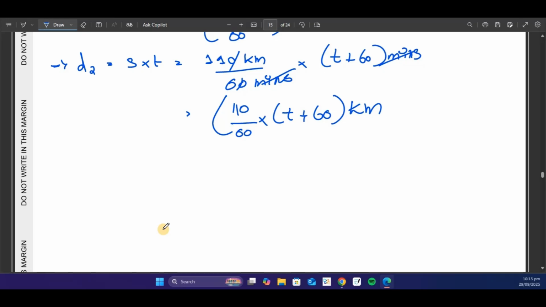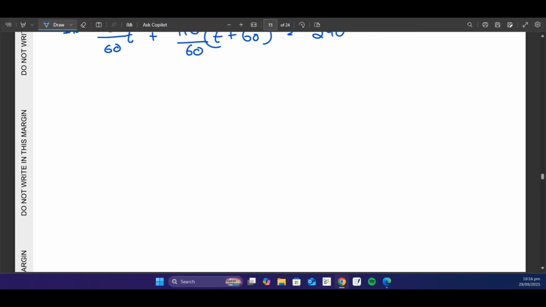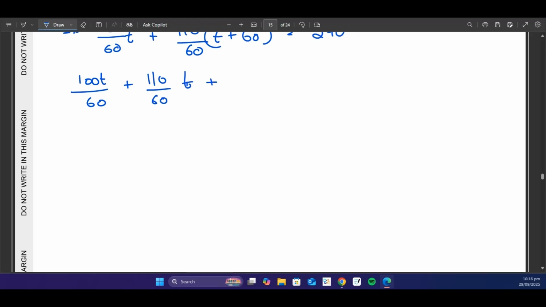Now we know that the total distance is 240. Okay, so we're just gonna equate. We're gonna say 100 over 60 t plus 110 over 60 into t plus 60 is equal to 240. All right, makes sense. Now what we're going to do is simply simplify. We're going to say 100t over 60 plus 110 over 60 multiplied by t plus 110, that is 240.